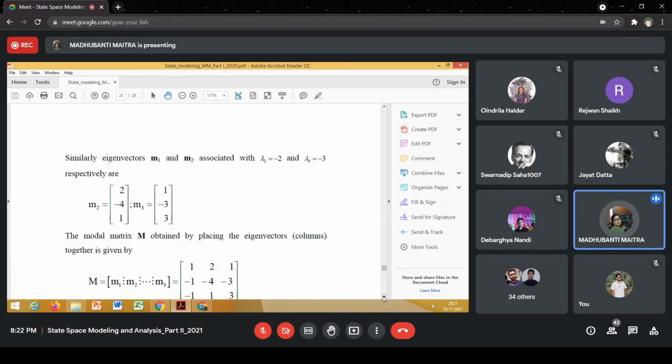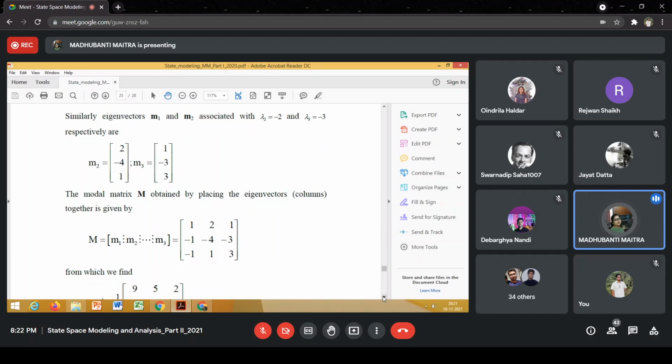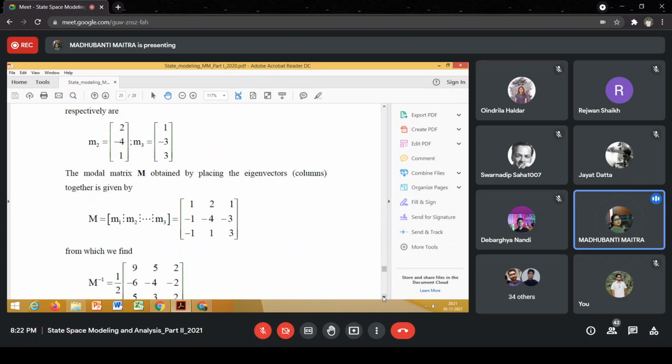The modal matrix can be obtained by placing the eigenvectors side by side. So the modal matrix M will be M1, M2, M3. The first eigenvector was 1, minus 1, minus 1. Then we'll write down the second eigenvector M2, which is 2, minus 4, 1. And then the third eigenvector, which is 1, minus 3, 3.